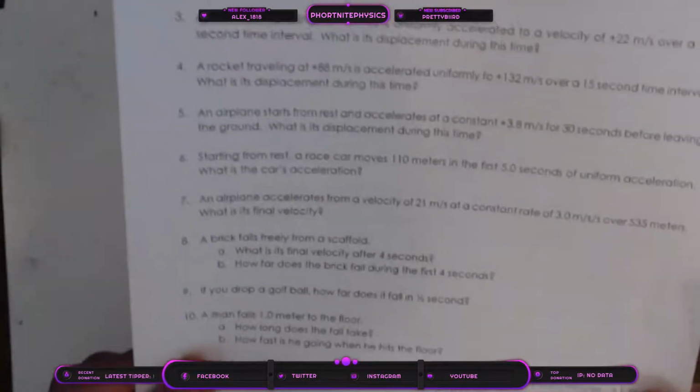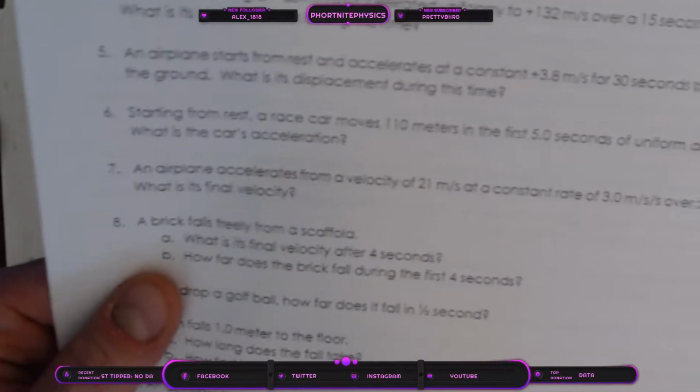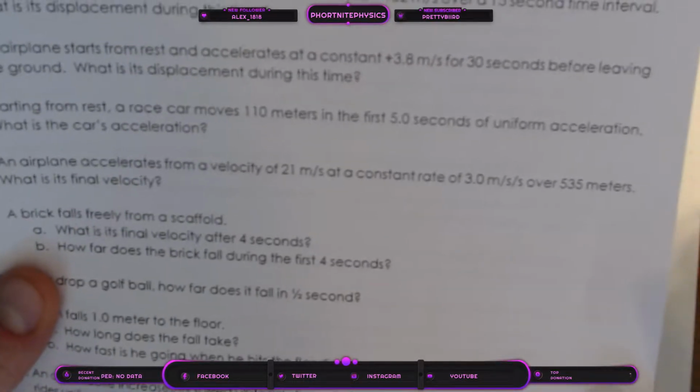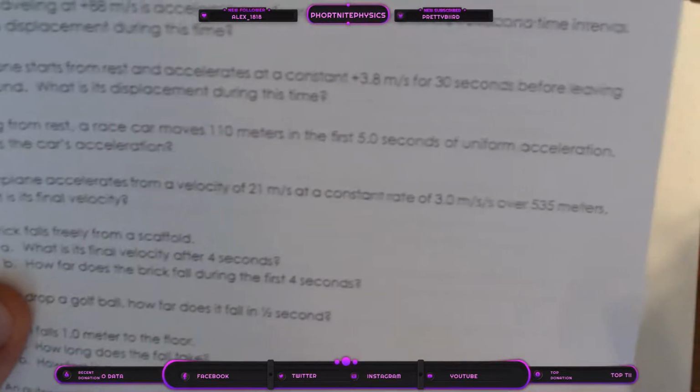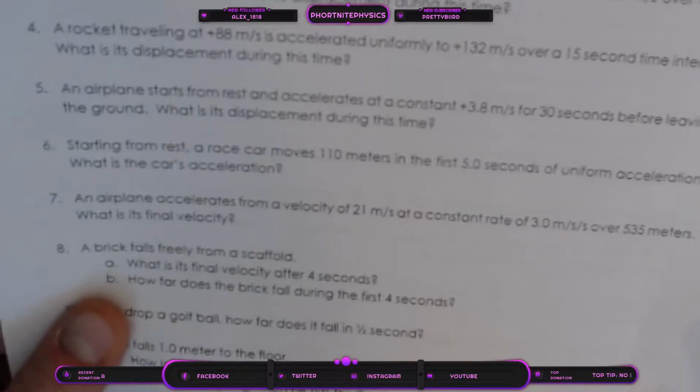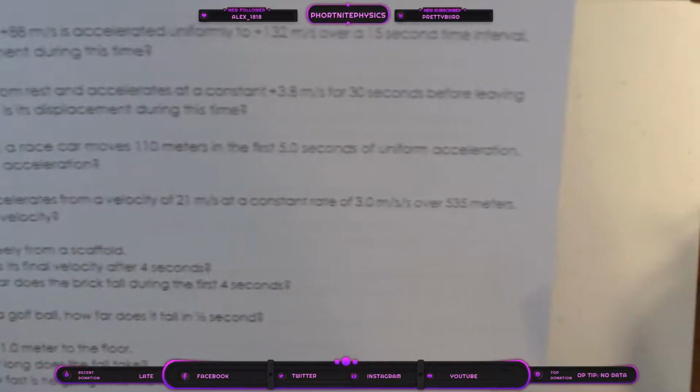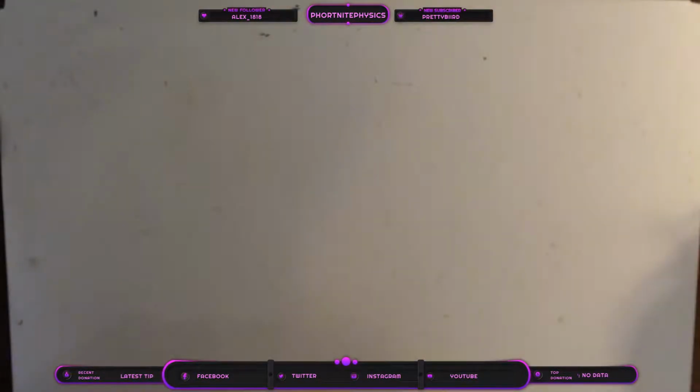Let's go ahead and do another two-part one. Number 8. A brick falls freely from a scaffold. What is its initial velocity? What is its final velocity after 4 seconds, and how far does the brick fall during the first 4 seconds?